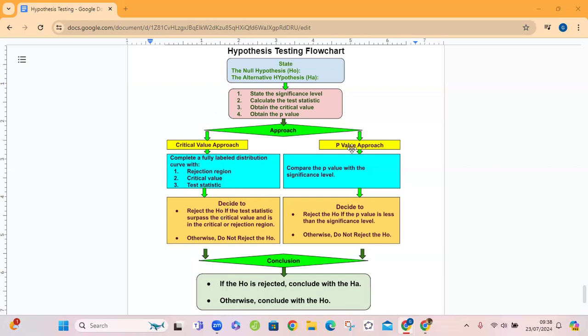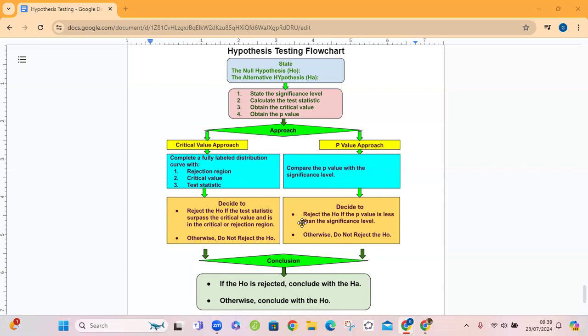And in the p-value approach, you simply compare the p-value that you have obtained with the significance level that you stated, and you decide to reject the null if that p-value is less than the significance level. Otherwise, you do not reject the null hypothesis. So in conclusion, if the null hypothesis is rejected, then you have to conclude with the alternative. Otherwise, you will have to conclude with the null hypothesis if it was not rejected.